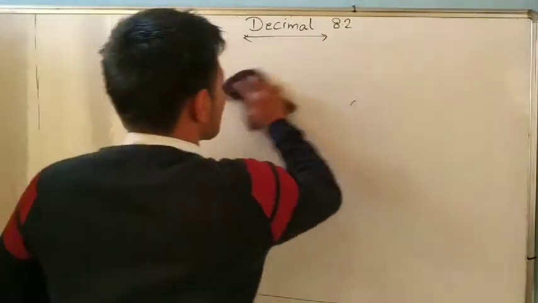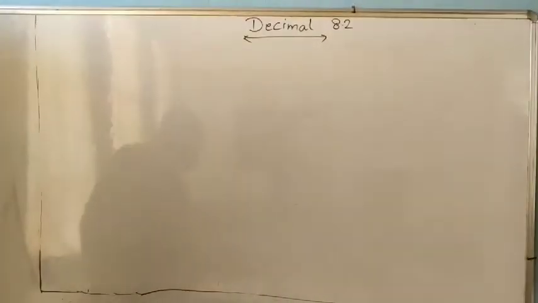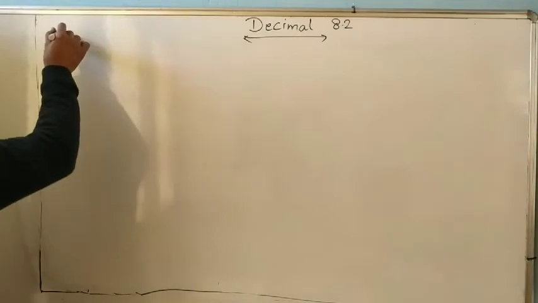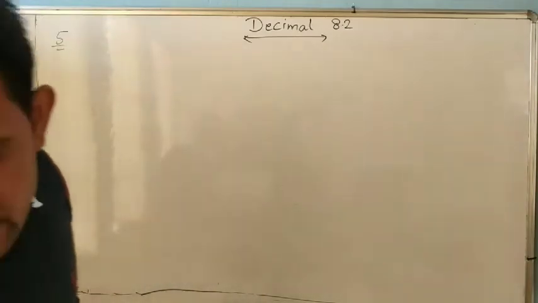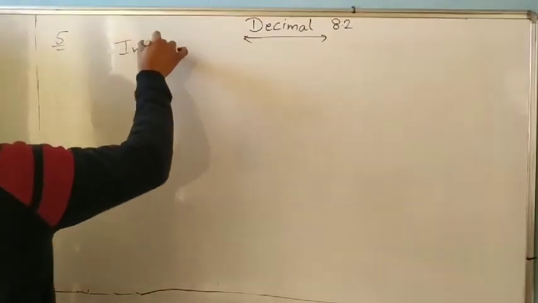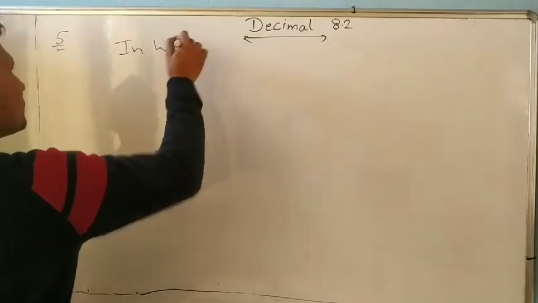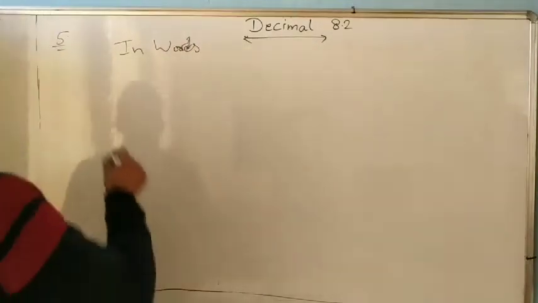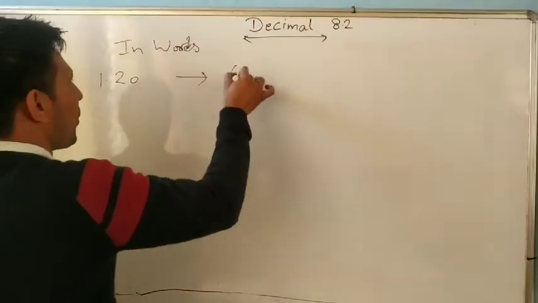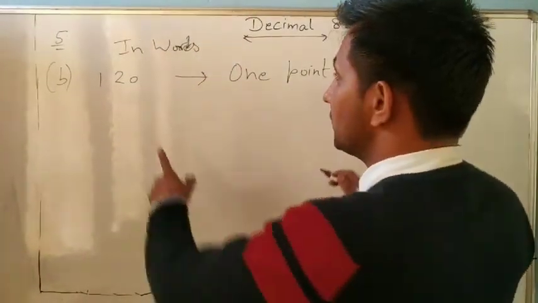Next is question number 5, a very easy question. Write each of the following decimals in words. We have to write in words. So how will we write? What is given? 1.20 in B part. We will write 1, then point in words, and after the decimal always digit by digit.